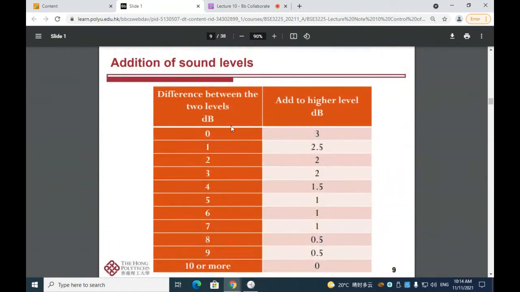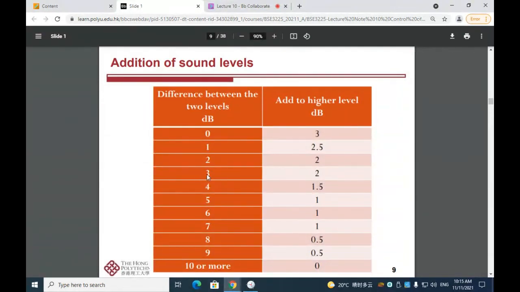Okay. Apart from the previous calculation method, you can also refer to this table when you're trying to add up 2 sound levels. If the difference between 2 sound levels is 3, then when these 2 sound sources are added together, the final sound level will be the higher level of the 2 plus 2.